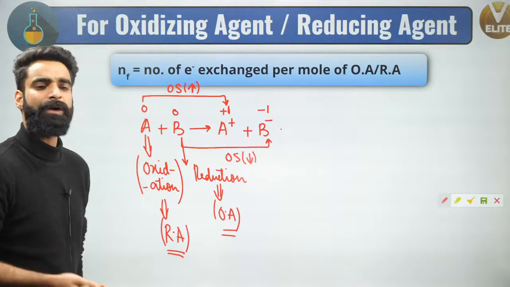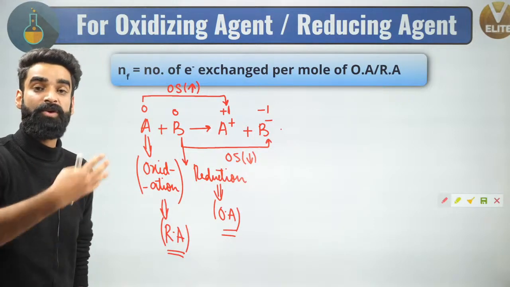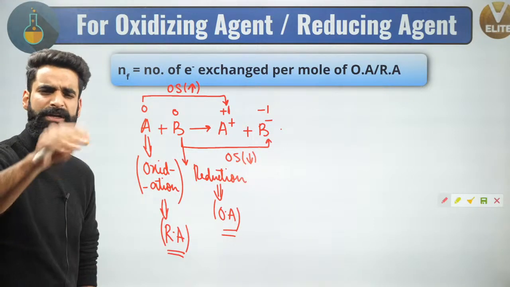Now how do we calculate their n factor? How do we calculate the n factor of different oxidizing and reducing agents? Very, very simple.